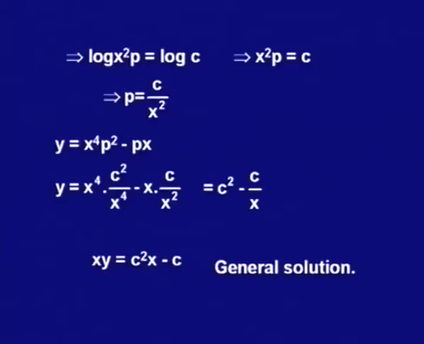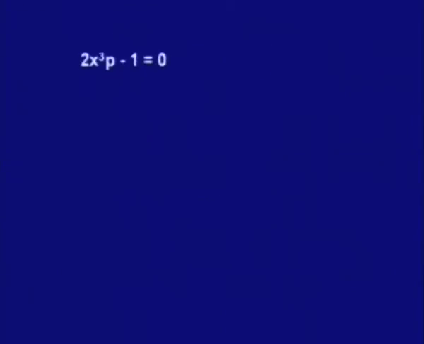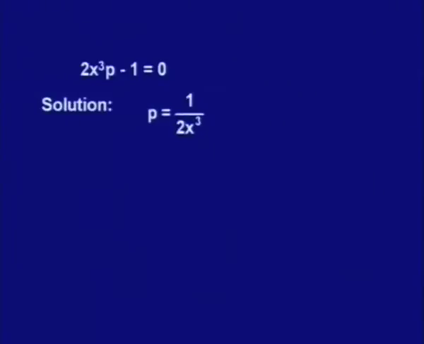Now, what will happen to the other equation which we have got in the factor? Let us see. The other part we have got in the factor was 2x cube p minus 1. If I see this as in x and p, this is a simple equation. So, from here we do get the value of p as 1 upon 2x cube. Now, try to put this in the given equation, that y is equal to x to the power 4 p square minus px, and what we would get?